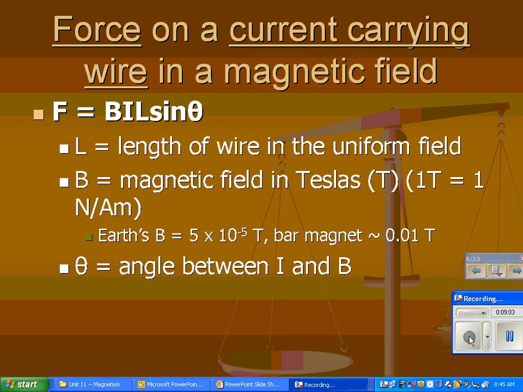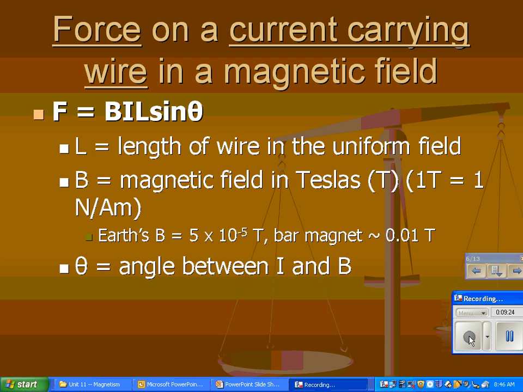B stands for magnetic field strength, measured in teslas. Okay? 1 Tesla happens to be a very strong magnetic field. The Earth's magnetic field is about 50 thousandths of a Tesla. A bar magnet that you guys were playing with the other day with iron filings is about 100th of a Tesla. So a 1 Tesla field is a significantly strong magnetic field.